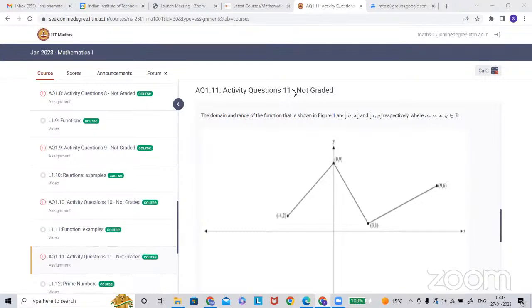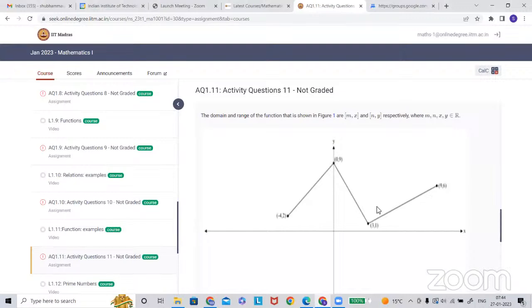Okay, so how will we solve this? Sir, we have to check the domain, that means the x value. Domain is the input value, and the range, whatever output we are getting, means the y value. So in this graph, the domain is -4, which is included, to 9, 9 is also included. So how are you sure of this? Because it is given.